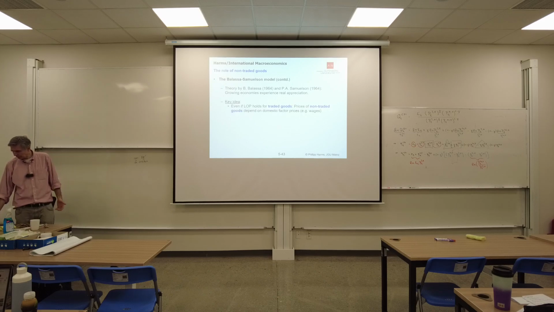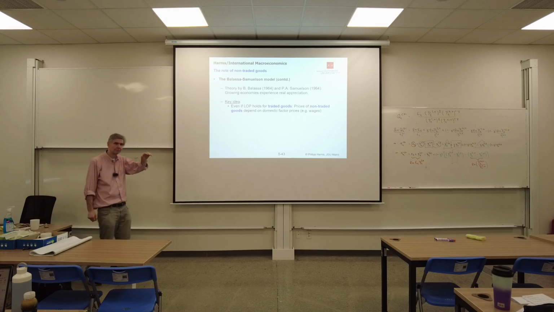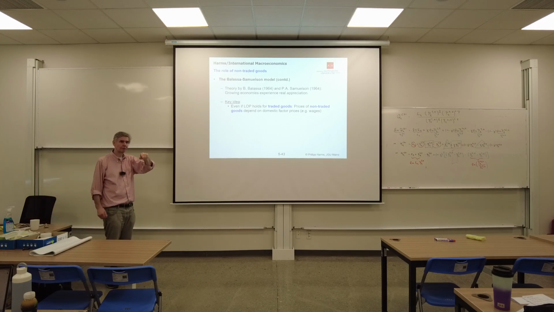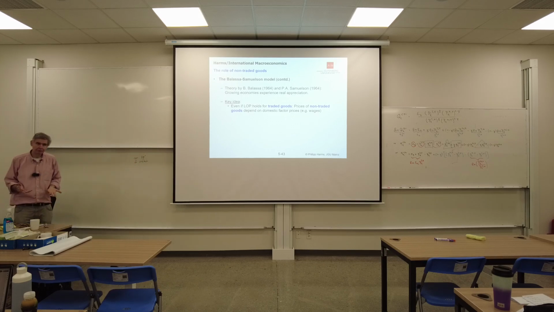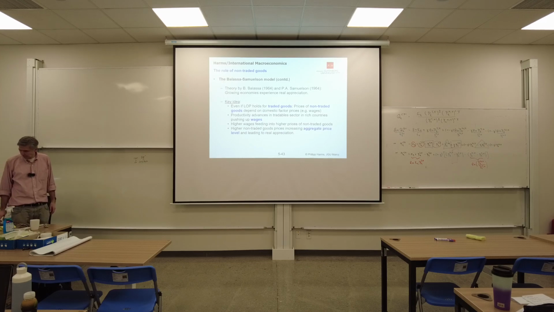So the key idea is, even if the law of one price holds for traded goods, prices of non-traded goods depend on domestic factor prices. The law of one price pins down the prices of the traded goods, because that's determined on world markets. This doesn't hold for non-traded goods, because they depend on domestic costs, first and foremost wages. Productivity advances in the traded sector push up wages, and higher wages feed into higher prices of non-traded goods. Higher non-traded goods prices increase the aggregate price level and lead to a real appreciation.